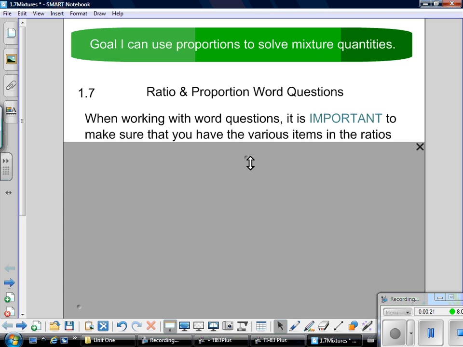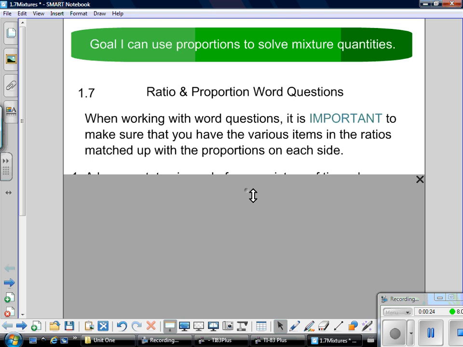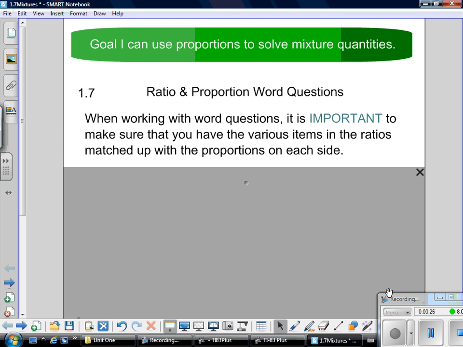So first of all, when working with word questions, it is important. Notice that's a different color. That means that's important. It's important to make sure that you have the various items in the ratios matched up with the proportions on each side. That's really important because if you don't have them matched up, it doesn't matter what arithmetic you do, you're going to be wrong. So let's take a look at our first question.